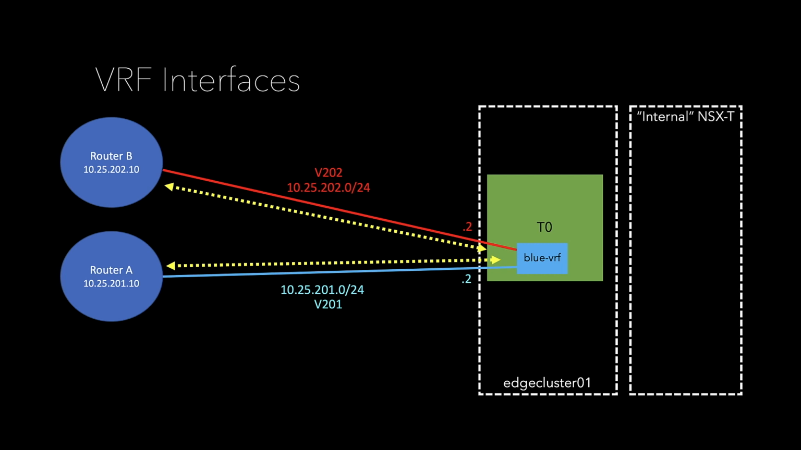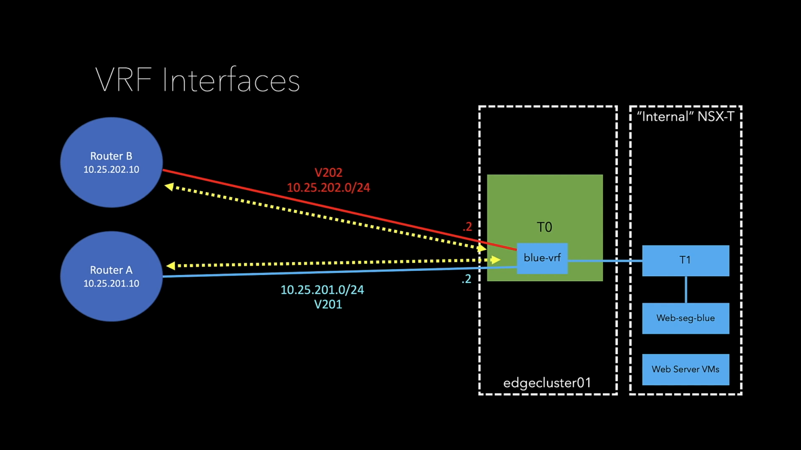And if we take another look at this, we have the internal NSX-T stuff. What I mean by internal is things like our T1, and we've got a segment here I'm calling web-seg-blue, and we're going to connect that up to the T1 just like we would a regular segment. We're also going to have some web server VMs and those are straightforward. We basically go into vCenter, edit settings on the VM, and connect them up to the segment just like we would a regular port group.